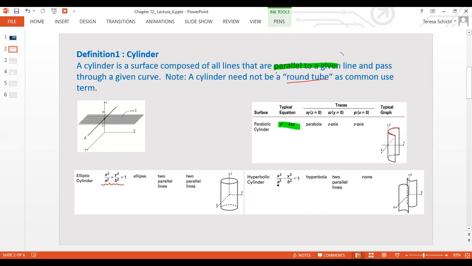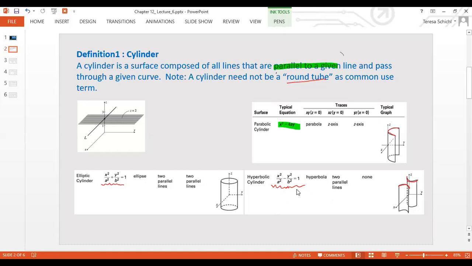The same here. If you only look at this on the xy, it's x squared over a squared minus y squared over b squared equals 1. We call this a hyperbola, but it's missing the z. So this is another cylinder. It's kind of like you cut the Coke can in half. So this is our trace, and we call this a hyperbolic cylinder.